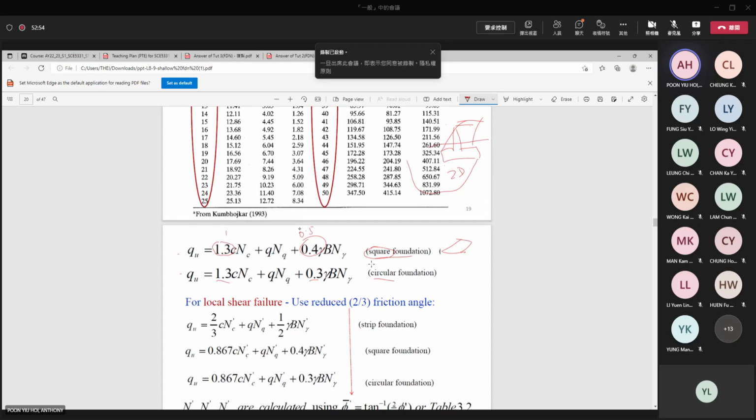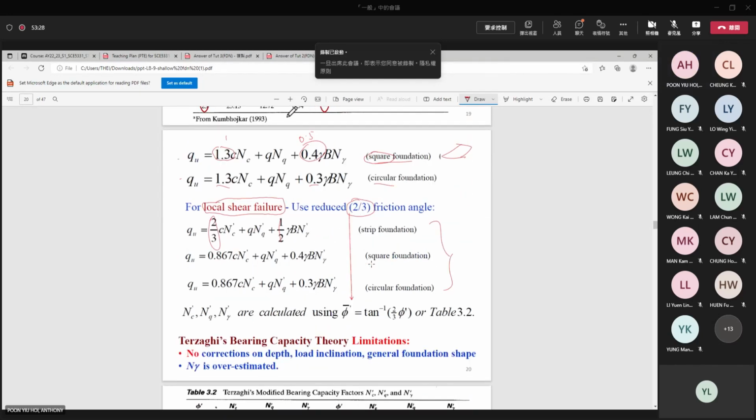So how about the local shear? How about when the soil is loose and the soil is soft? The general shear concept doesn't work, so we have to modify it again. If it is a local shear failure, then we have to reduce the friction angle, and also we have to modify this formula appropriately.